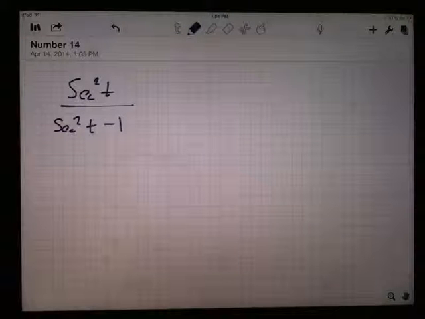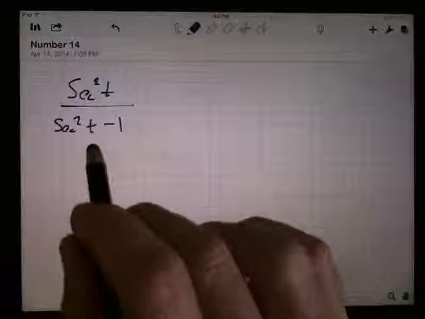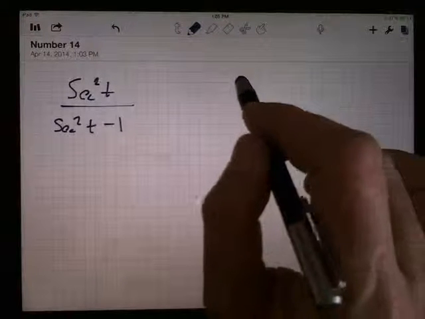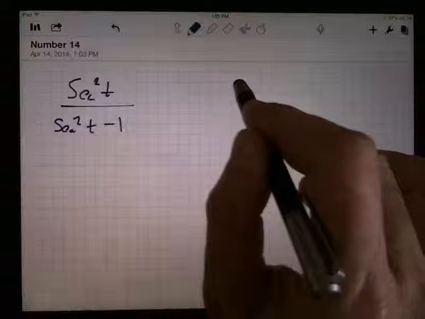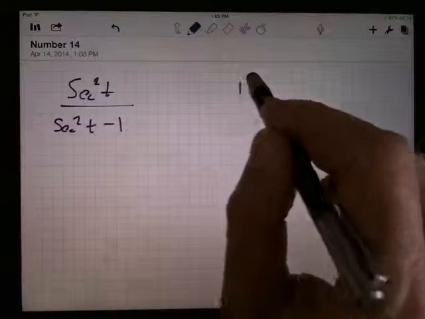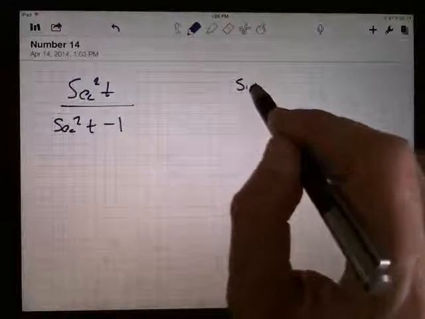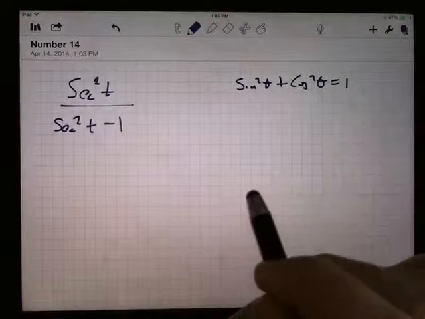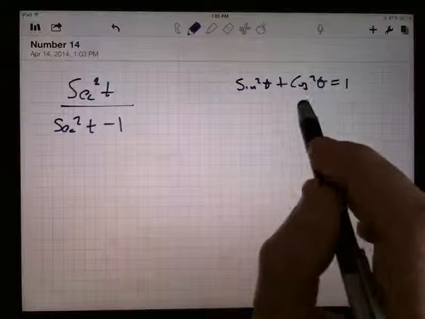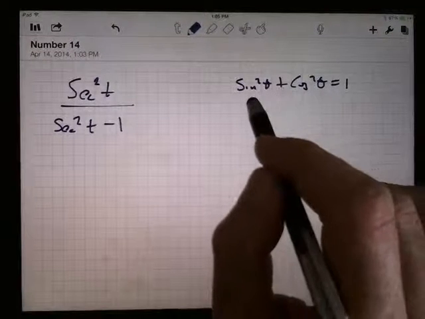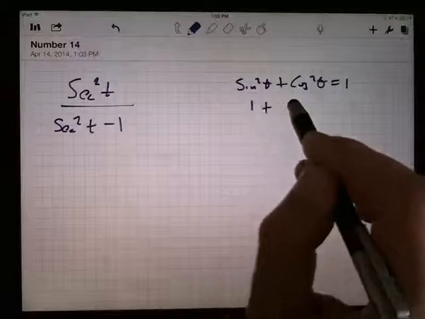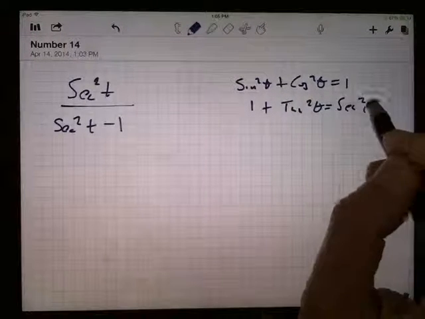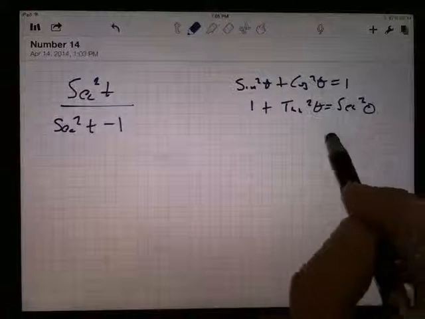Here's a couple different solutions for this number 14. One of the things is, I'm fairly comfortable with the identity that sine squared theta plus cosine squared theta equals 1. But there's two other Pythagorean identities that I use from time to time, and that is 1 plus the tangent squared theta equals the secant squared theta, and 1 plus the cotangent squared is cosecant squared.